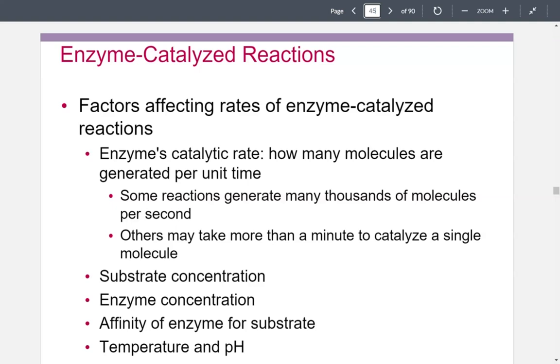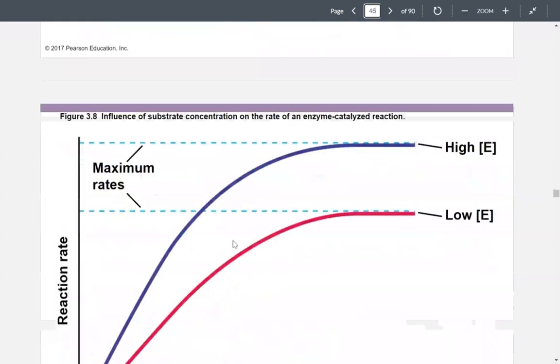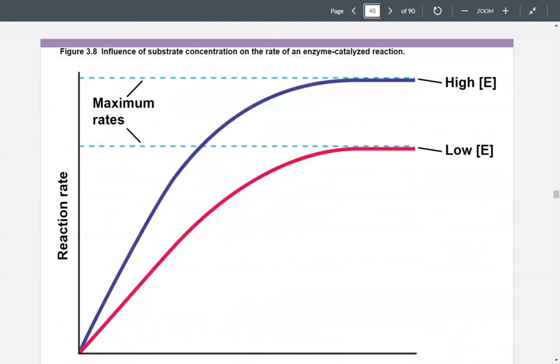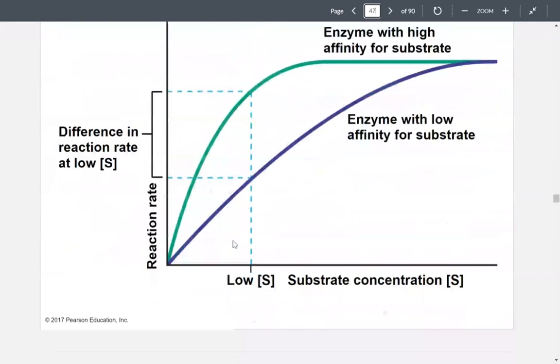The next one, self-explanatory, substrate concentration. If I don't have a ton of substrate in the fluid, then I cannot create a lot of product. Enzyme concentration: if I don't have a lot of enzymes, substrate can't bind. The affinity of this enzyme for the substrate is also going to play a role, as well as temperature and pH values again. These are just charts demonstrating some of what we just talked about.